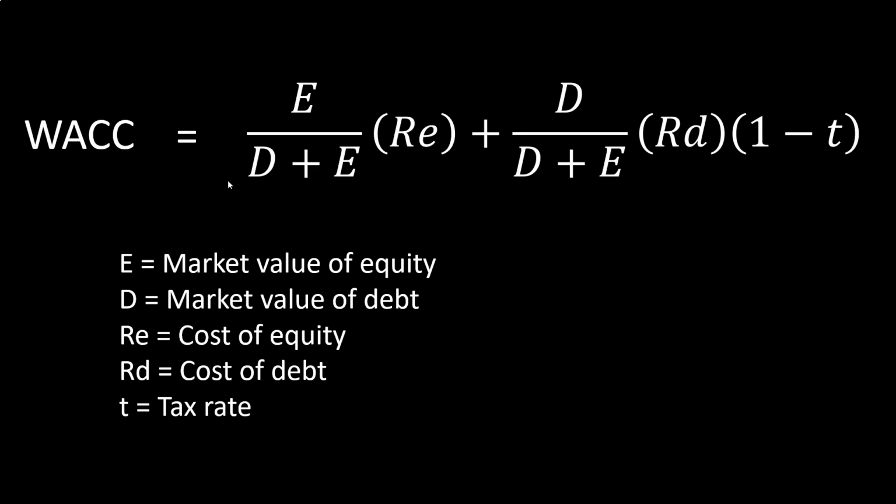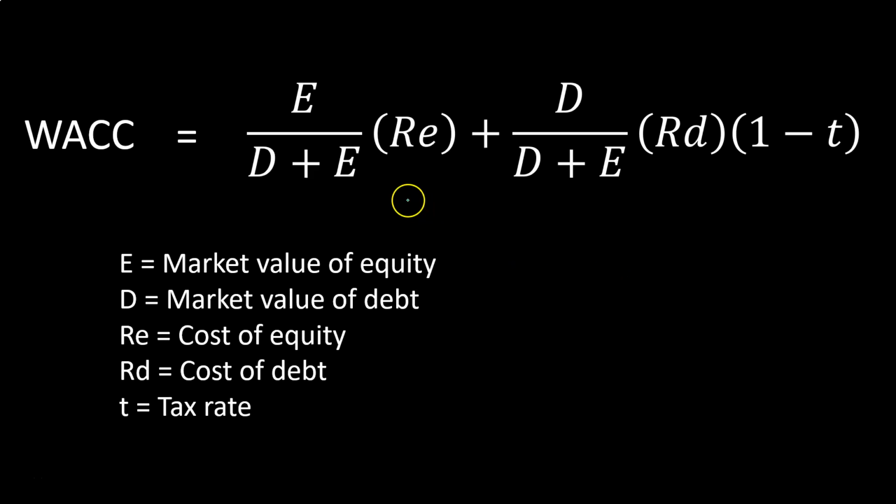So remember, as we think about our financing options, we want to get an idea of our capital structure. This is one way to do so. So we've got the WACC equals E over D plus E times RE plus D over D plus E times RD times 1 minus T, where E is the market value of equity, D is the market value of debt, RE is the cost of equity, and RD is the cost of debt, and T is the tax rate.